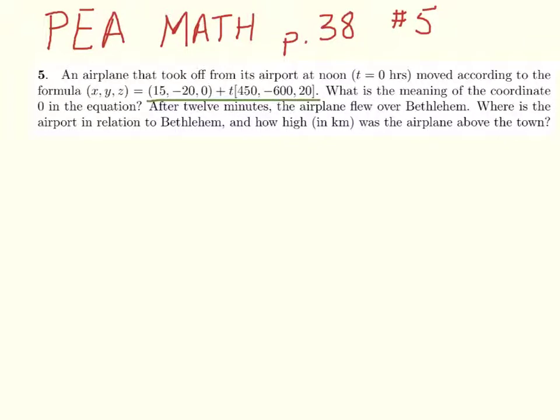So the first question is, what's the meaning of the coordinate 0 in that equation? Is it the ground? It is, Connor. So right here at 0, that right there is that its height above the ground is 0, which makes sense because the airplane hasn't taken off yet. Makes sense? Any questions on that?